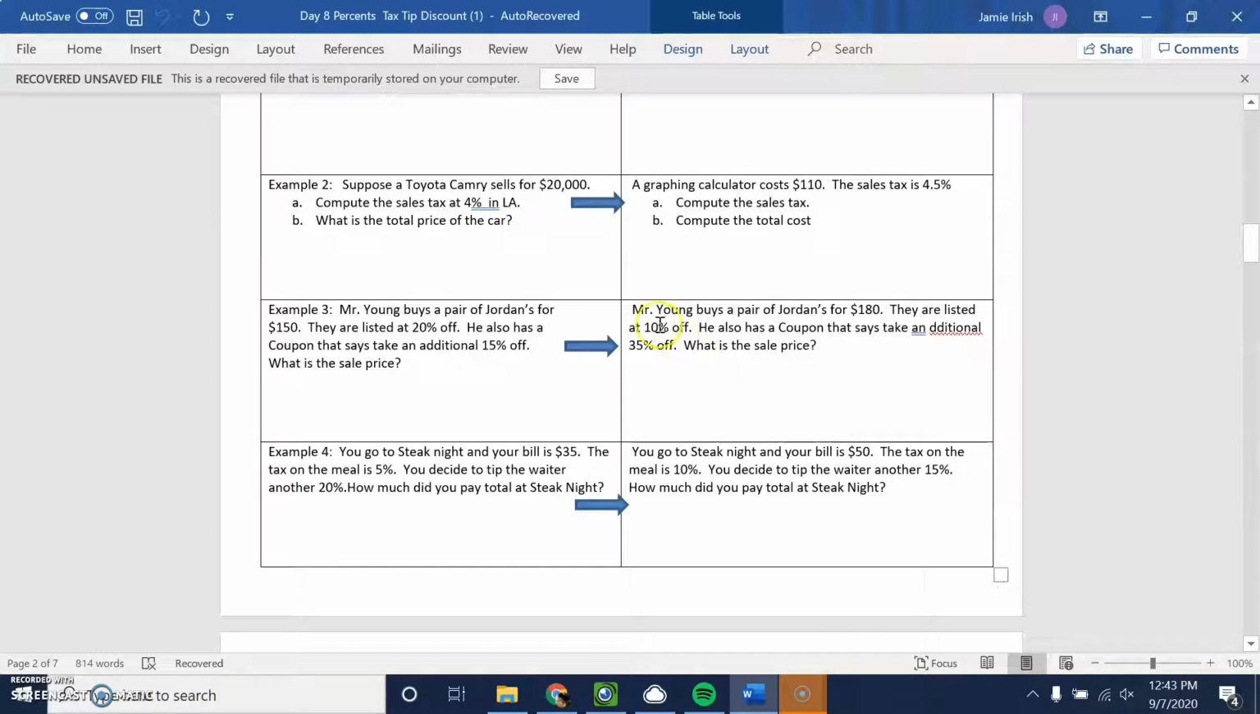Now you do. Following as I read. Mr. Young buys a pair of Jordans for $180. They are listed at 10% off. He also has a coupon that says take an additional 35% off. What is the sale price? Ready, set, go.